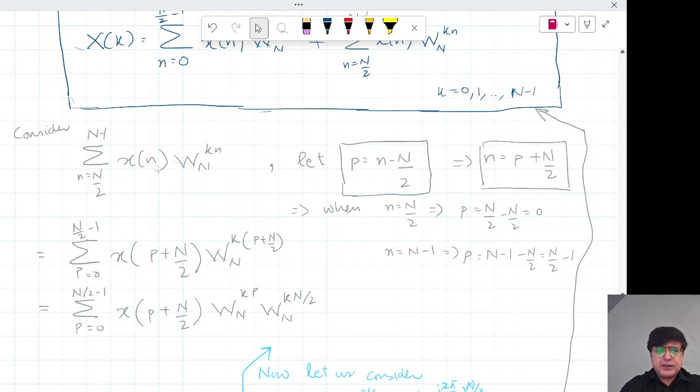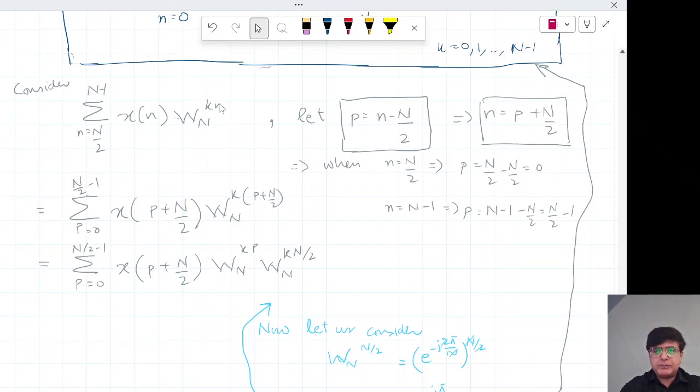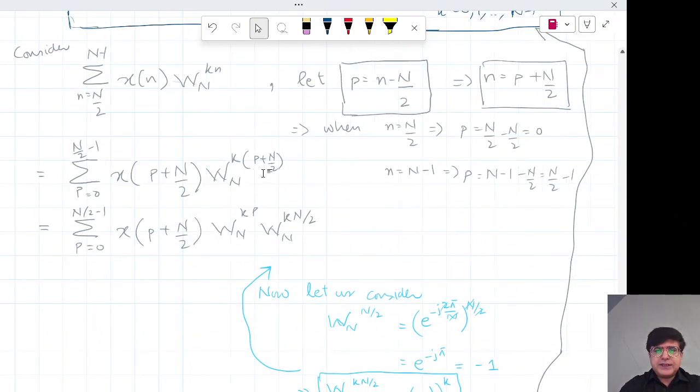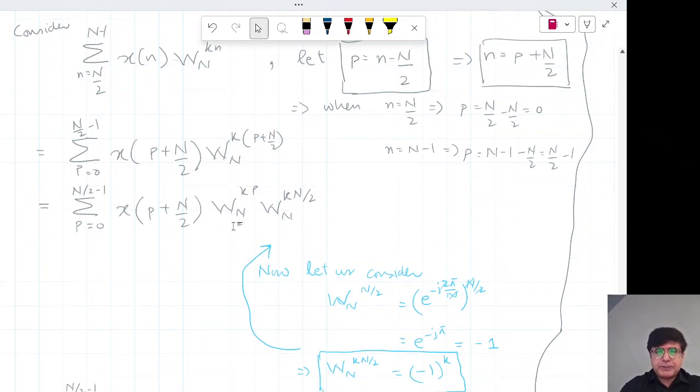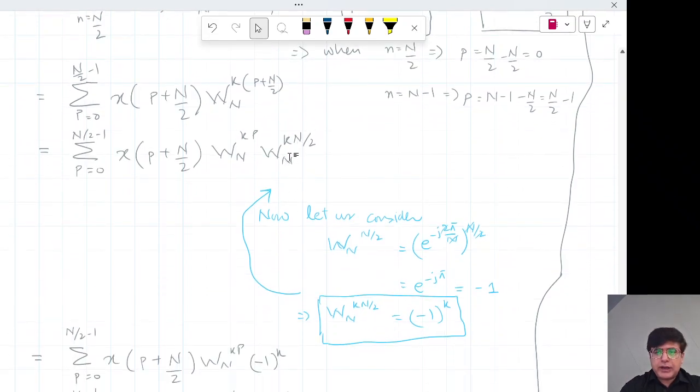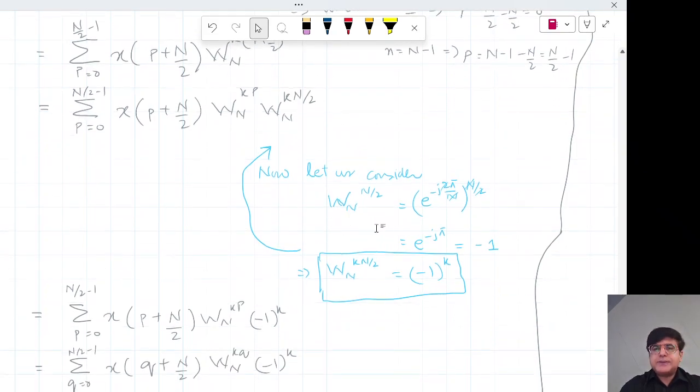And then in place of n, we can just plug in p plus capital N over 2. We have it over here, W subscript N to the power k times p plus big N over 2. So in place of n, we just put p plus big N over 2. Then this can be broken up into W subscript N to the power kp times W subscript N to the power kN over 2. And then if we just have a look at W subscript N to the power N over 2, W subscript N is e to the power minus j 2 pi over N, that to the power N over 2.